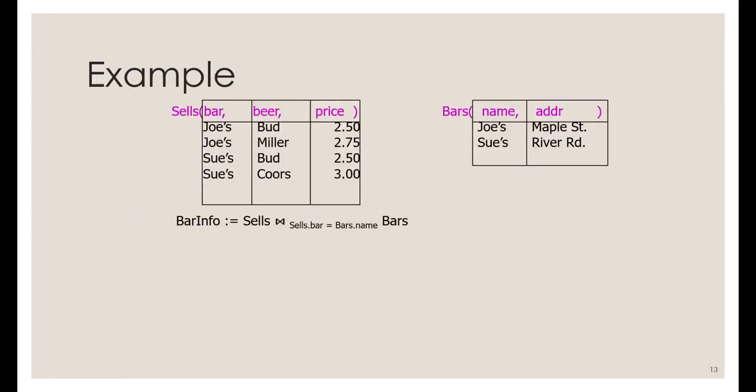Okay, so here we have an example. We have cells and bars. We're doing a natural join between cells and bars. But here we want to set cells.bar equal to bars.name. Okay, so we have that condition in here. So this will be either true or false, right?